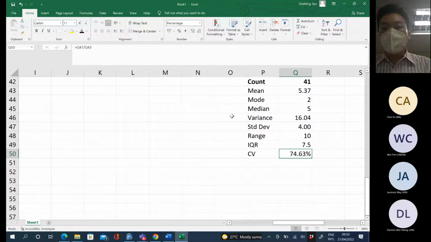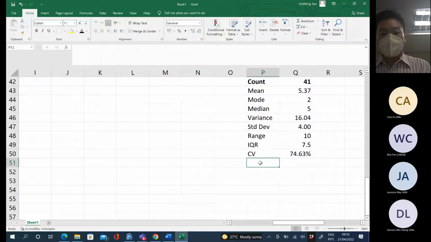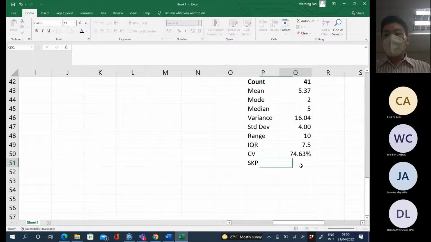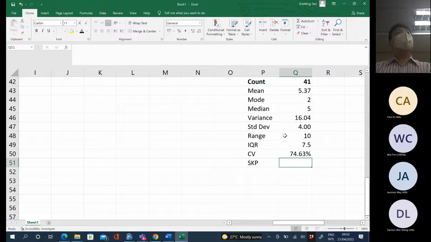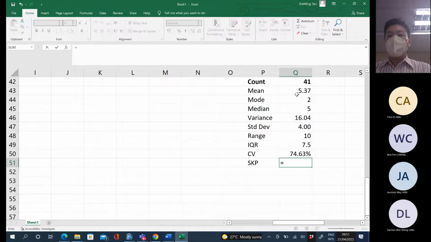Okay, lastly, skewness. Skewness is SKP. I use shortcut SKP. But in your project, you have to write down full term. Okay, there are few formula that we already learned. I prefer to use the first one, easier. Okay, shorter also. So the formula is using the mean. Mean is this number, right? Minus the mod, this number. Okay, divided by the standard deviation.